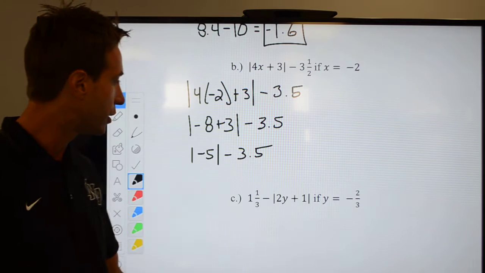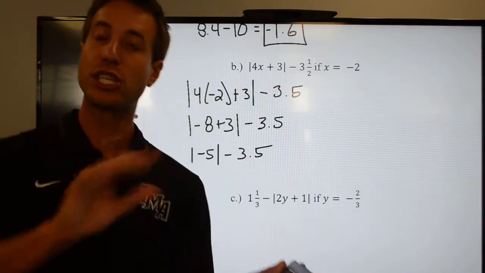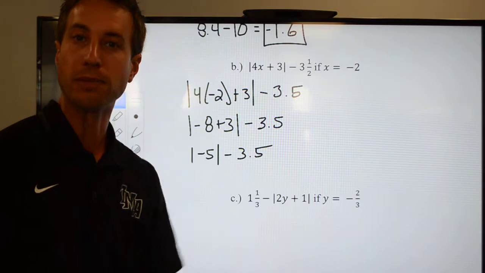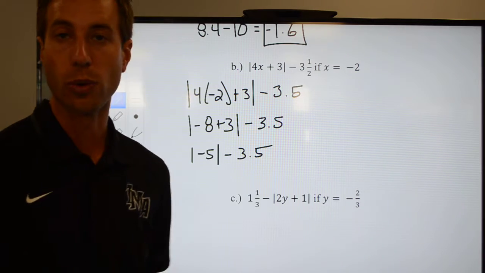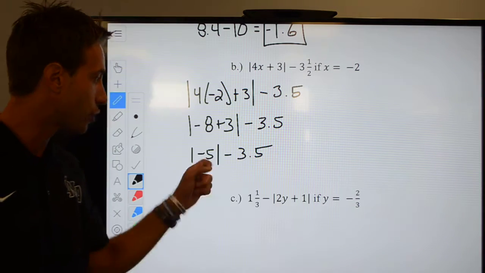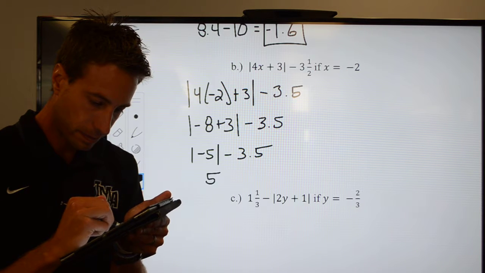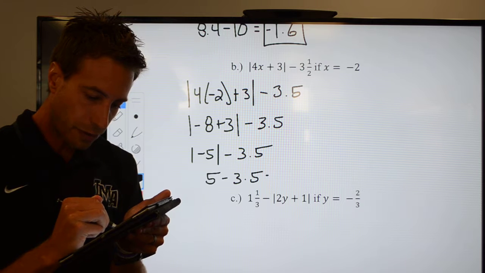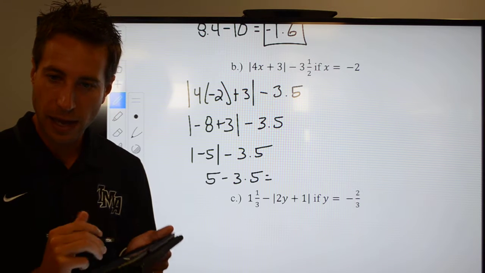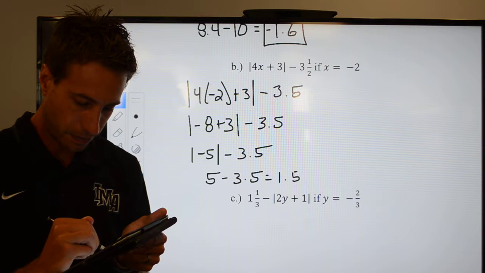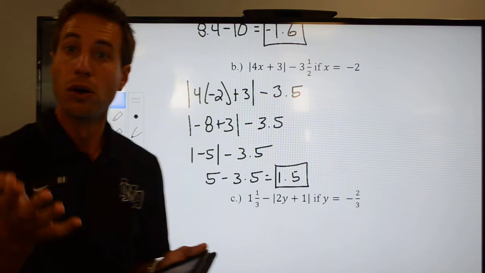Once again, what I need to do is I'm taking the absolute value, which means I need to figure out how many units is minus 5 from 0 on a number line. Distances are always positive, so it would be the positive version of this number, which is 5. And when you do 5 minus 3.5, I get a positive 1.5. Let's try another one.